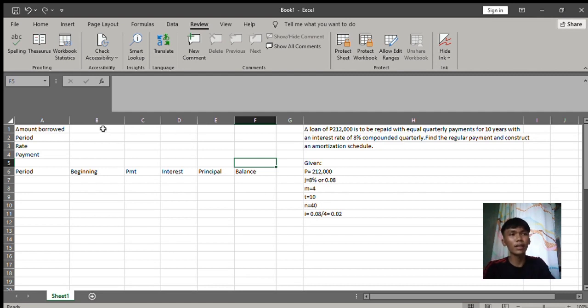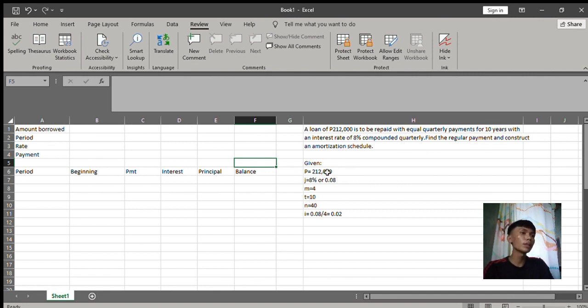Now I'm going to show you how to construct an amortization schedule using Microsoft Excel. So we have our example here. A loan of $212,000 is to be repaid with equal quarterly payments for 10 years with an interest rate of 8% compounded quarterly. Find the regular payment and construct an amortization schedule.